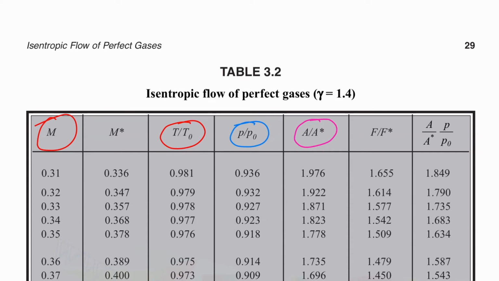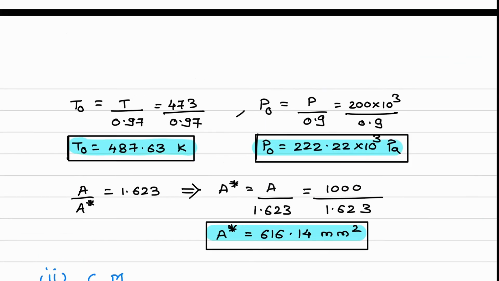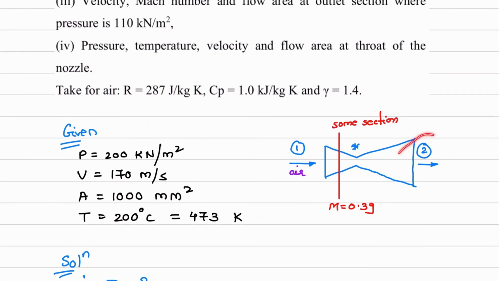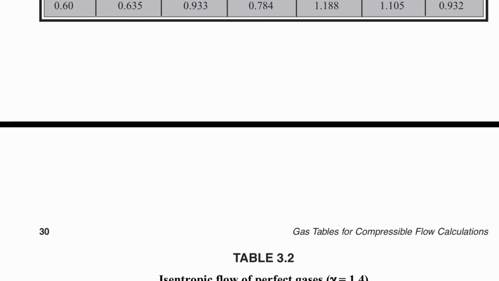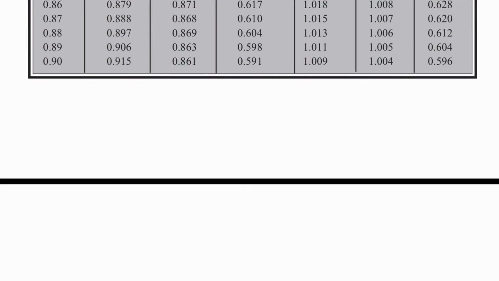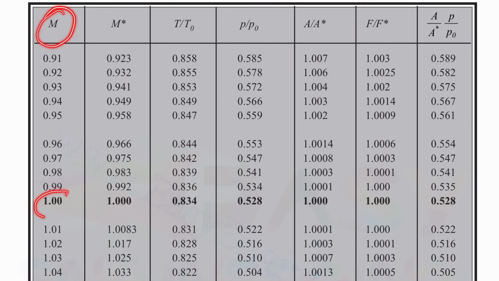P by P0. Okay, this is P by P0, and this P by P0 should be 0.495. Also, second thing what you should note, it is exit condition. Exit means Mach number will be greater than 1. So I can go to the gas table. This is Mach number less than 1. I won't see that part of the table. Okay, I'll go to the Mach number. First I'll reach Mach number equal to 1. Okay, here you can see this is Mach number equal to 1. Okay, then I'll try to search P by P0.